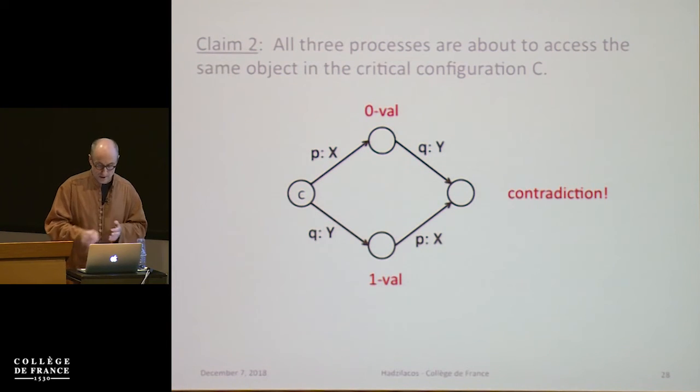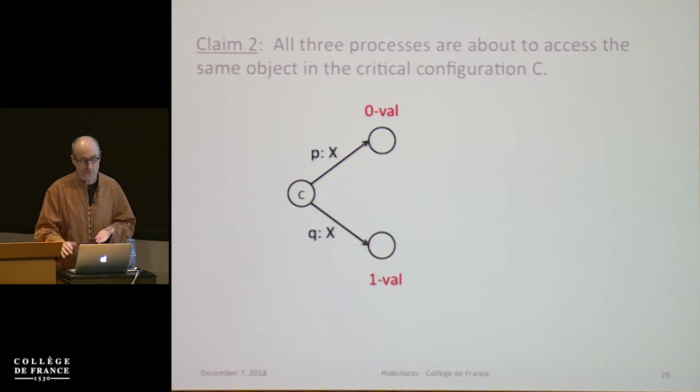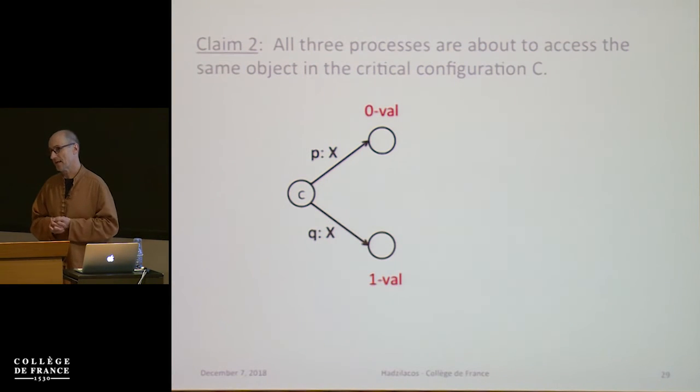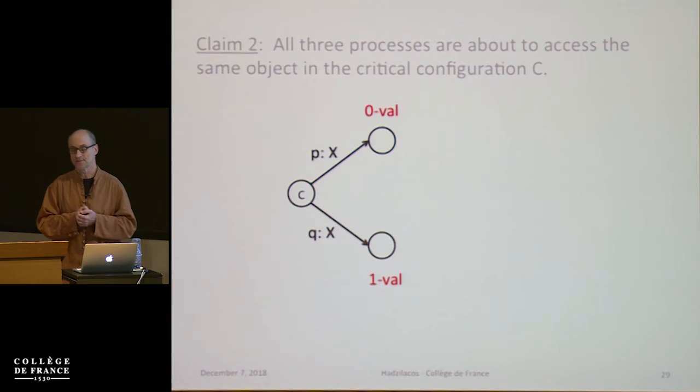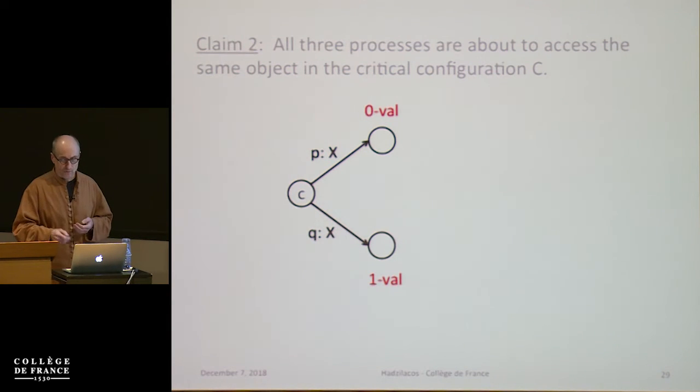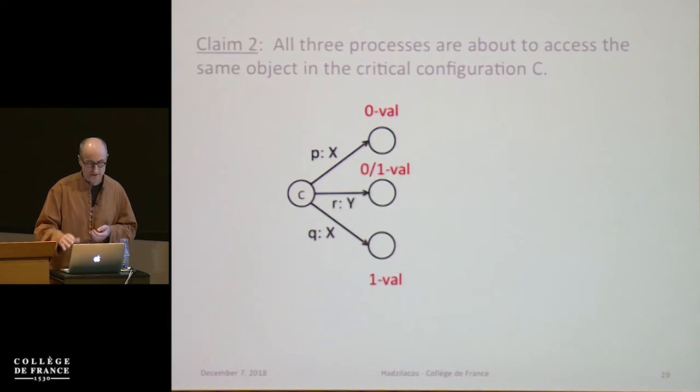Okay. So what does this tell me? It tells me that X and Y are the same object. They must be the same object. Otherwise, we have this commutativity. All right. Now, what about the third process?